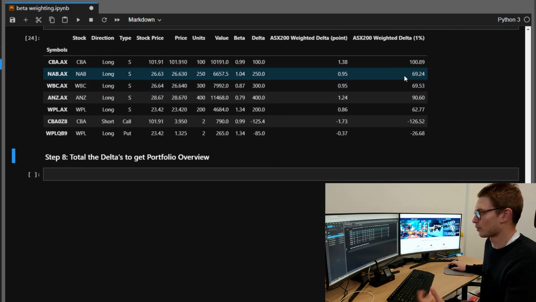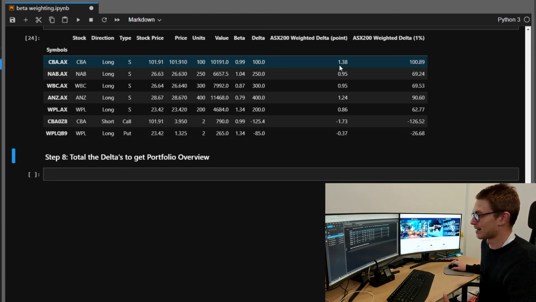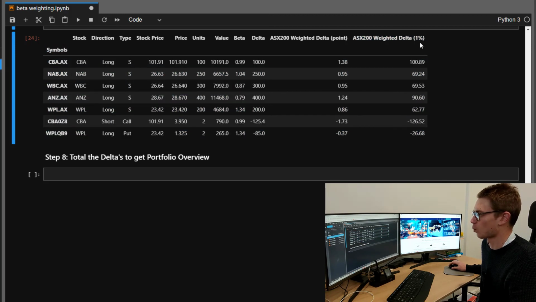As you can see here, we've now got the portfolio weighted delta in terms of a single point change on the ASX, but currently the ASX 200 index is up at about 7,000. Per point, it's usually changing maybe 2%, 3% per day, and that's a number of these points, so it's not very useful to us. But if we look at what happens if I have a 1% change in the ASX index, you get a much easier value to understand.